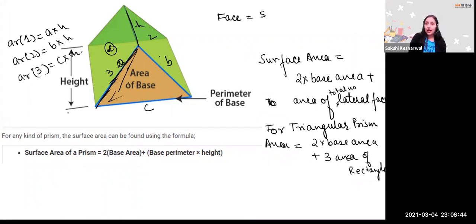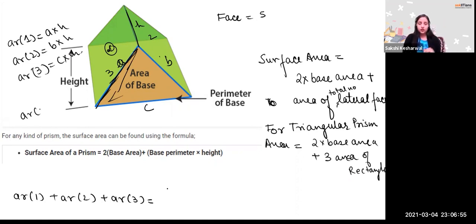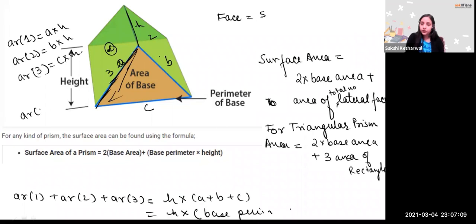So if I add all of them, area one plus area two plus area three is equal to how much, beta? If you see this, H is common. Can I write this as H into A plus B plus C? And A plus B plus C is equal to what? H into the base perimeter. Yes or no? Base perimeter, right? So here we derive the formula.